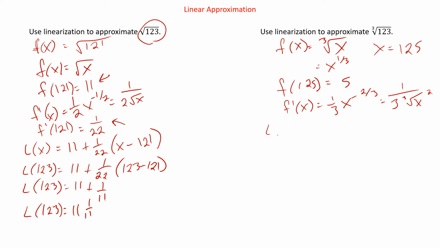So we can make our linearization. L of x equals the y value, 5, plus our slope. Oh, I didn't plug in the 125. So we plug in 125, we get cube root is 5, squared is 25, times 3 is 1/75. So we have plus 1/75 times x minus 125. Now we can plug in the 123 that we're looking for.